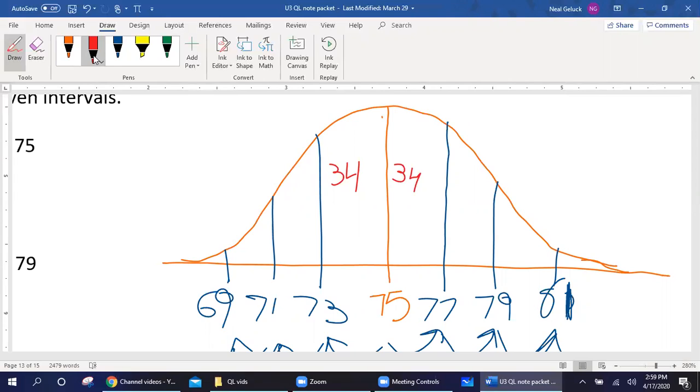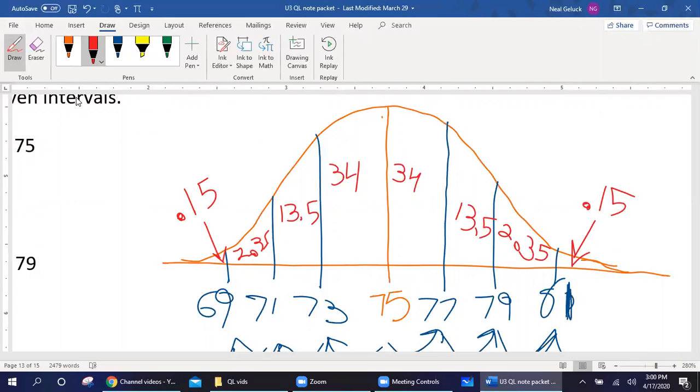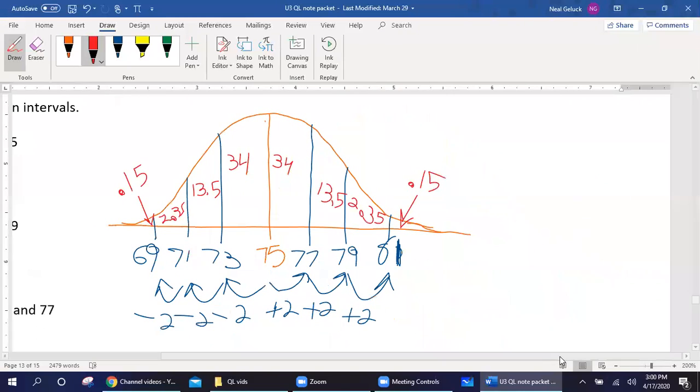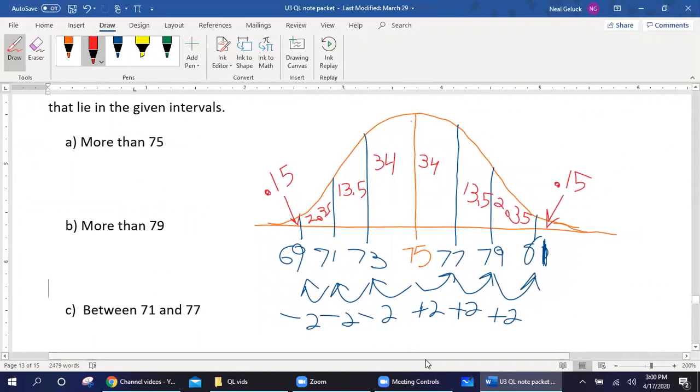If I go out another one, it's 95%, which we decided meant there was 13.5% of the data in these bands. If I go out another band, it's 2.35%. And all the way out, anything farther out here is 0.15%. And again, this is amount of data. Okay, so now that I have those percentages, I can solve all the questions given here.